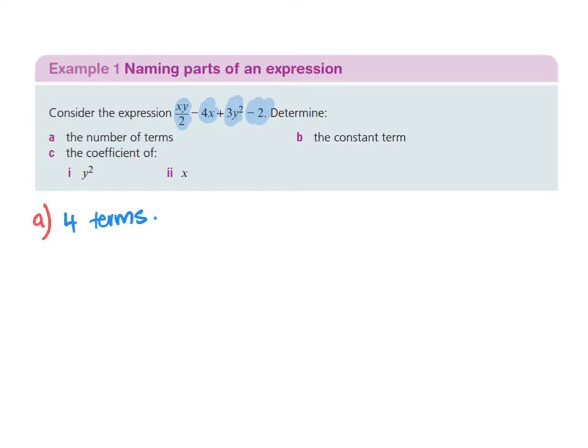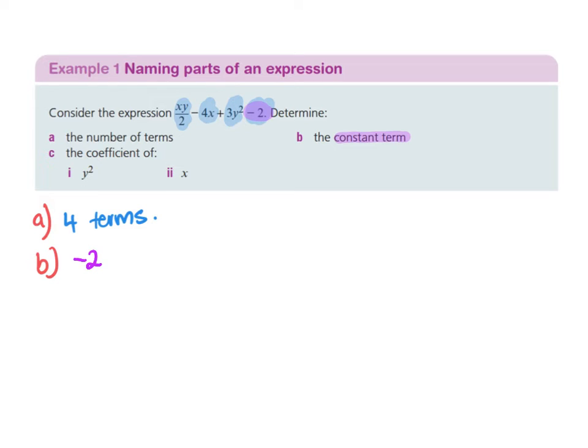Okay, now the next question is asking find the constant term. So B, what's the constant term? Does someone want to shout it out? Good, excellent. -2. It's the one without any letters on it, or I could say the one without a coefficient. Remember, coefficient's the word for letter.